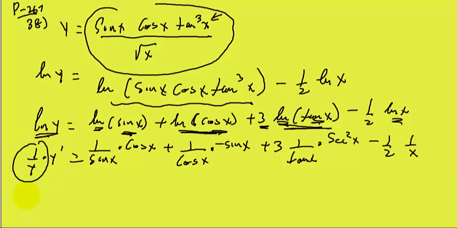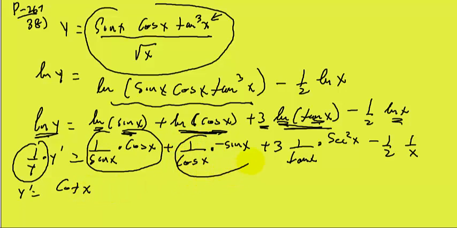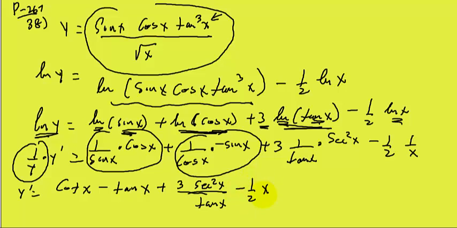Get rid of the y, so y prime is equal to, this is really cosine over sine, that's cotangent of x. And this is really negative sine over cosine, which is negative tangent of x. And let's just leave this as is. I'm just going to write that as a 3 secant squared x, all that over tan x. Minus 1/2 x, or 1/2 goes on the bottom. So let's put that on the bottom.